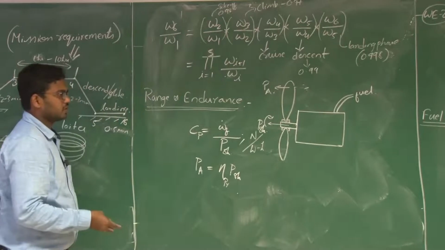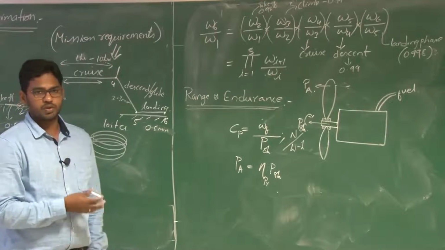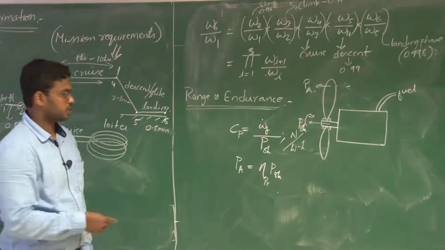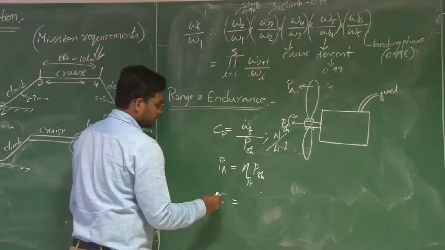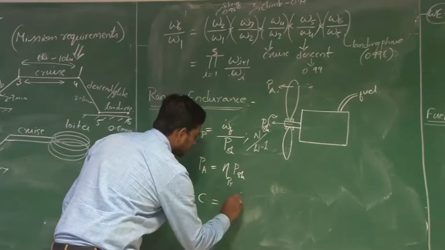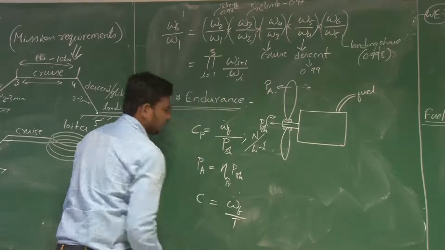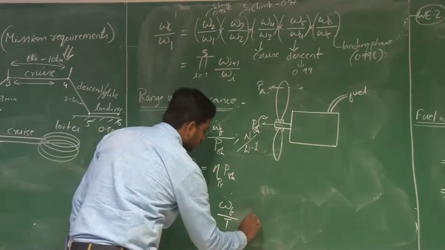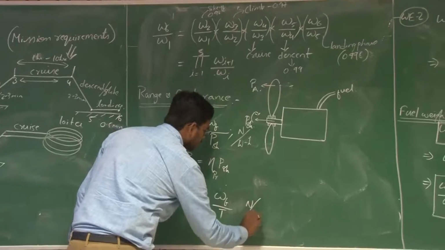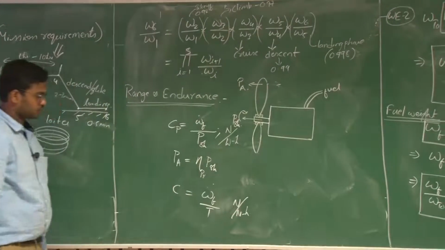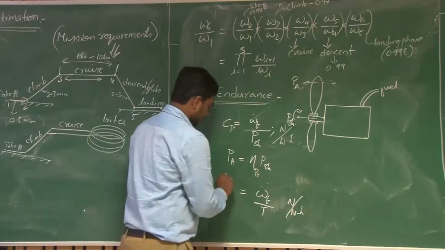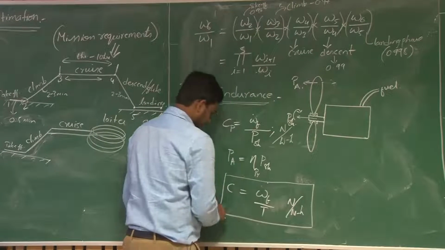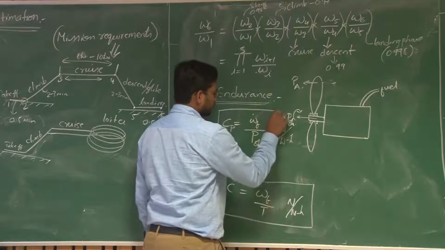What happens to a jet engine? Of course, we will not be talking much about jet engines, but we need to define specific fuel consumption. Thrust specific fuel consumption is defined as the weight of the fuel consumed in producing unit thrust. So units are Newton per Newton, right? So this is the thrust specific fuel consumption. This is specific fuel consumption.